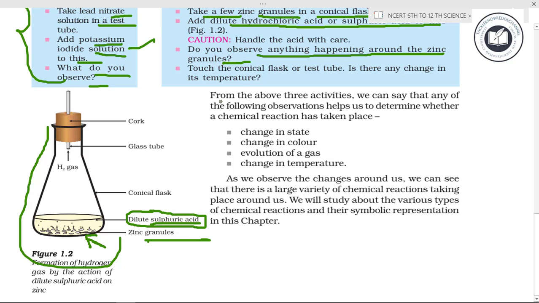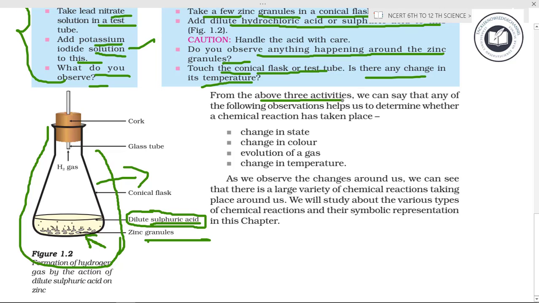Touch the conical flask or test tube and observe what is happening. Is there any change in its temperature?